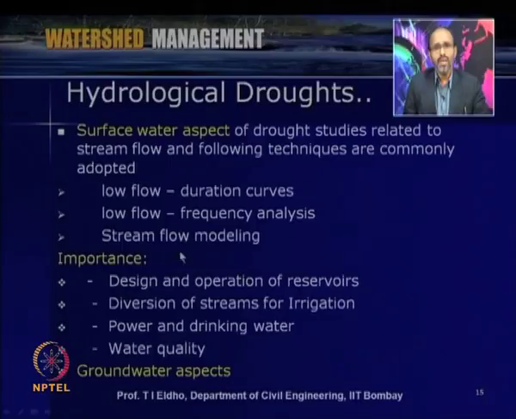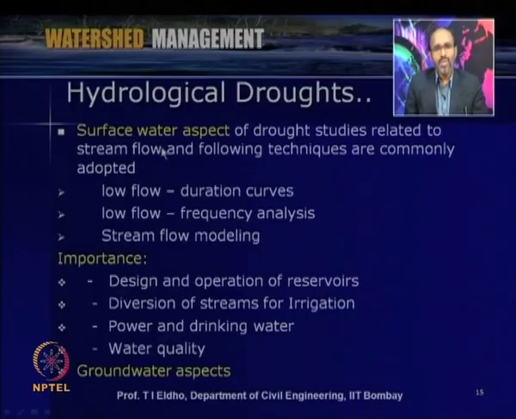So, the surface water aspects of hydrological droughts. The surface water aspects of drought studies relate to stream flow, and the following techniques are commonly adopted, looking at the level of water in the river, the reservoir or the pond: low flow duration curves, low flow frequency analysis, or stream flow modeling. All this indicates the surface water aspects.